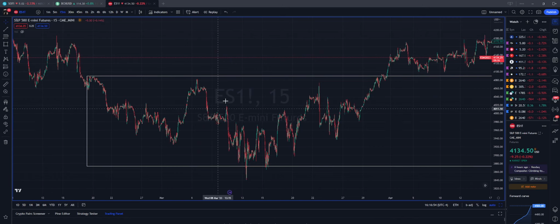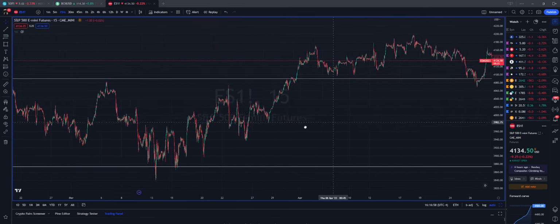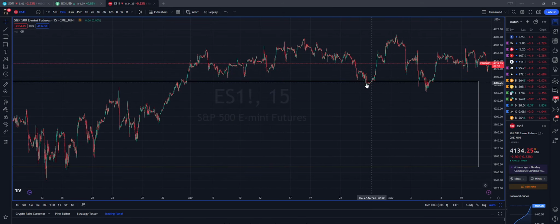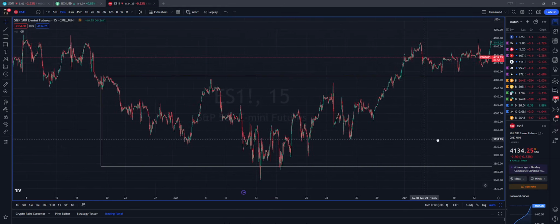So the bigger the consolidation, the bigger the impulse, the stronger this demand zone is going to be, right? When the demand zone is strong, you can bet on playing on the long side, and you're not going to be trapped, right?